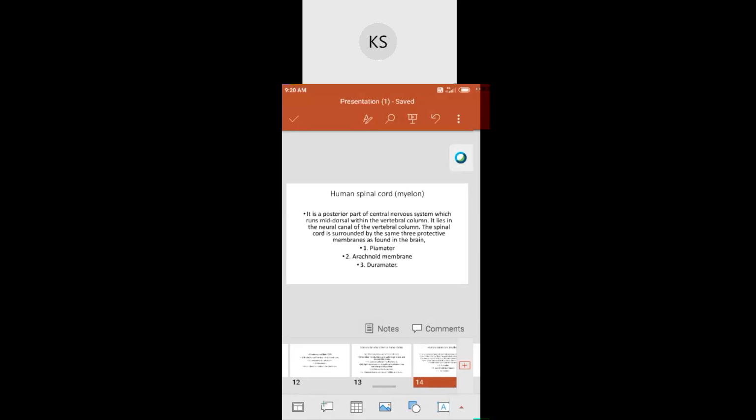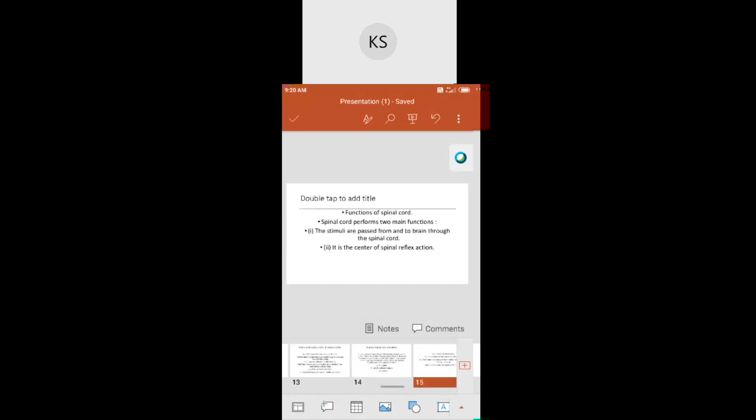Now, what is the human spinal cord? It is the posterior part of the central nervous system which runs mid-dorsally within the vertebral column. It lies in the neural canal of the vertebral column. The spinal cord is surrounded by the same 3 protective membranes as found in the brain: piameter, arachnoid membrane, and durameter. Now, what are the functions of the spinal cord? The spinal cord performs 2 main functions. Stimuli are conducted to and from the brain through the spinal cord. It is the center of spinal reflex action.